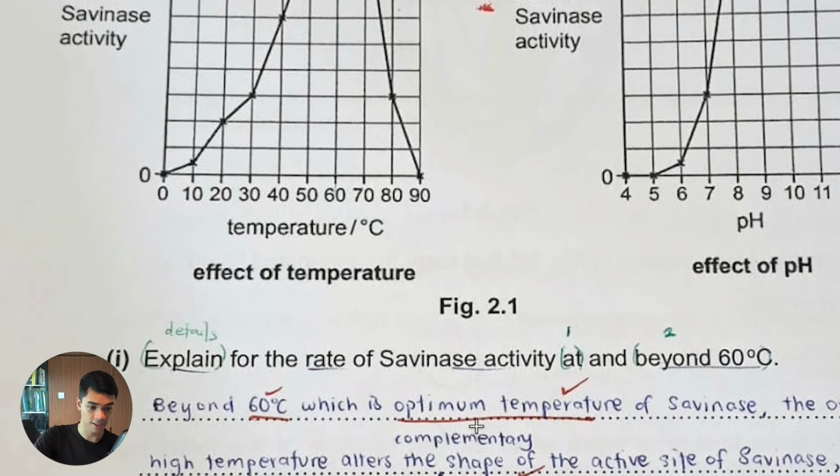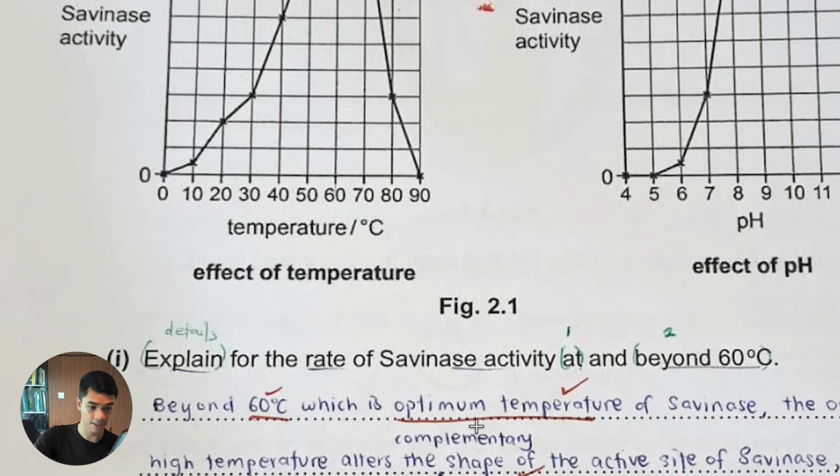And then why does that happen? For that, it's just the typical temperature denature answer. Okay, see this? This was the at answer, right? The at 60 degrees answer. Okay, then this part is the beyond answer. So we say that as it increases beyond, weak bonds are broken, and so on. Okay, so all this is the answers, just copy paste.